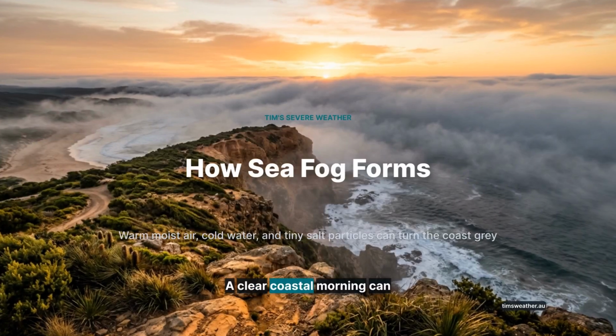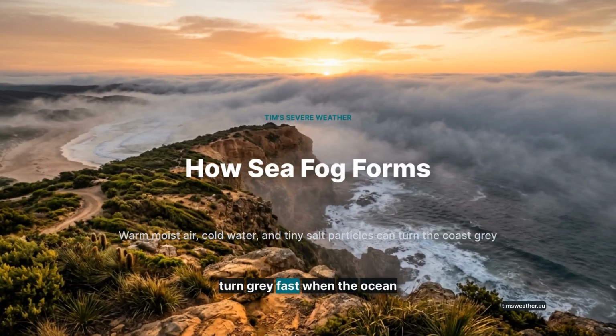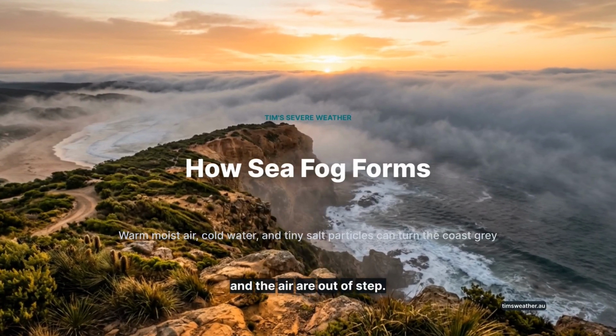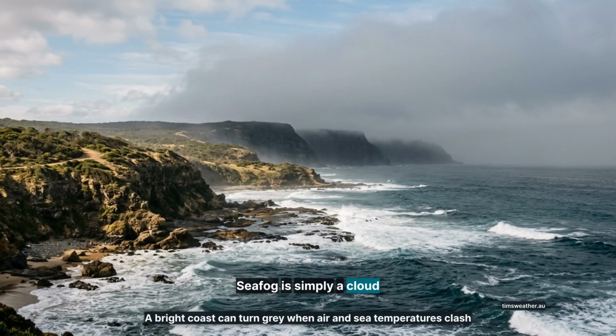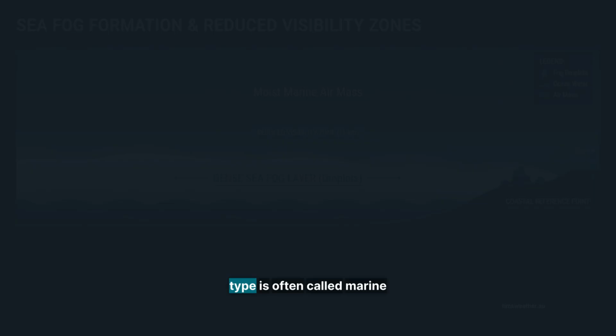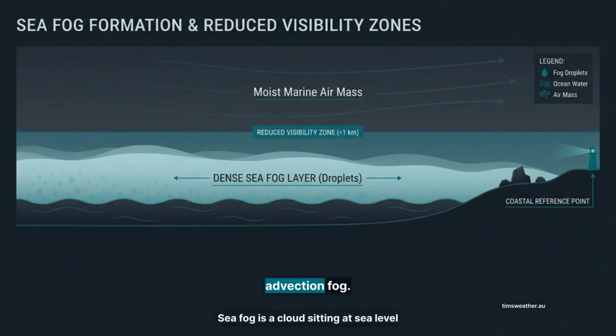A clear coastal morning can turn grey fast when the ocean and the air are out of step. Sea fog is simply a cloud sitting at sea level, but the process behind it is a neat bit of weather science. The main ingredient is warm, moist marine air moving horizontally over colder water. That sideways movement is called advection, so this type is often called marine advection fog.